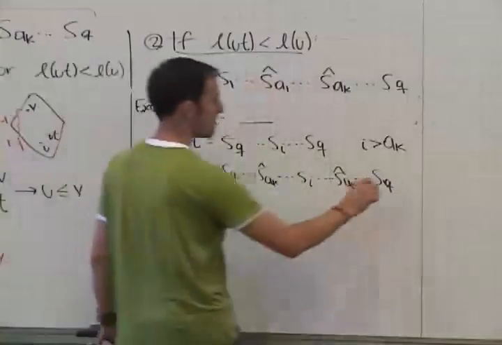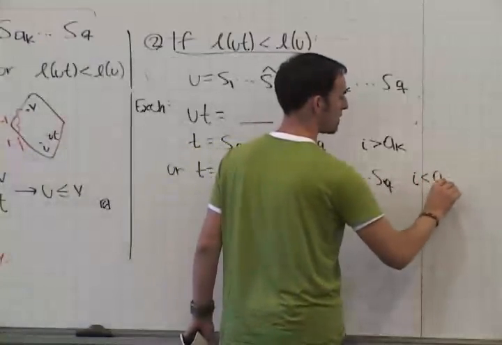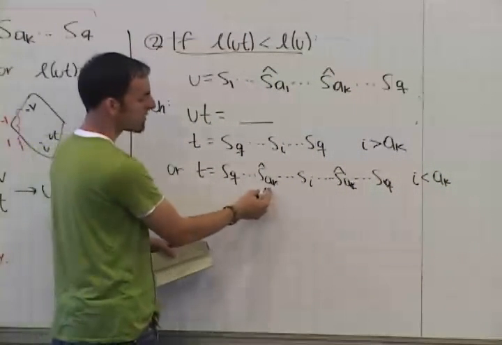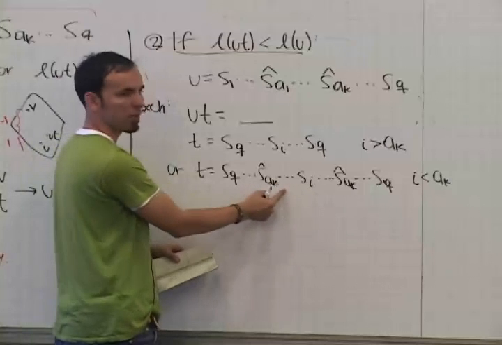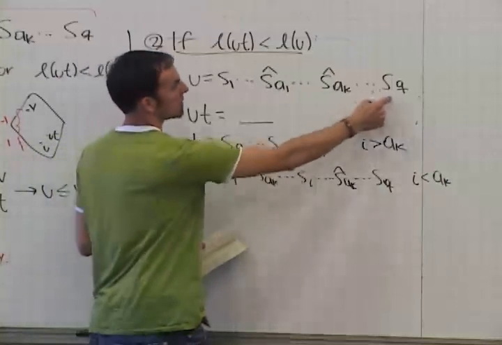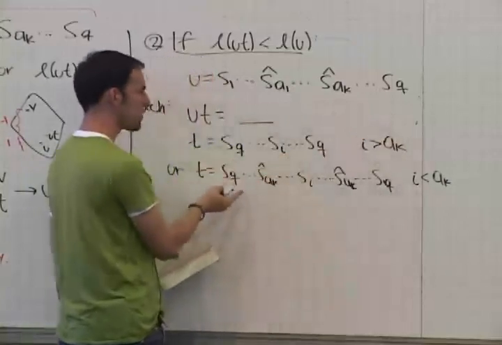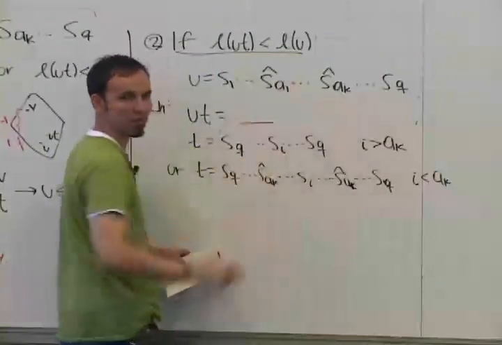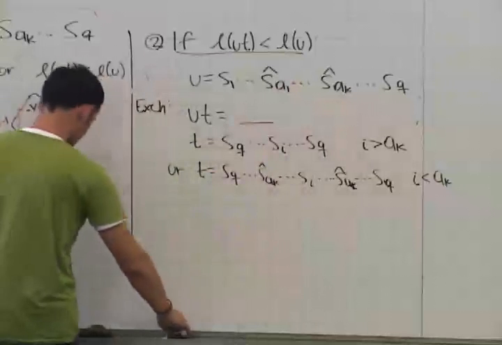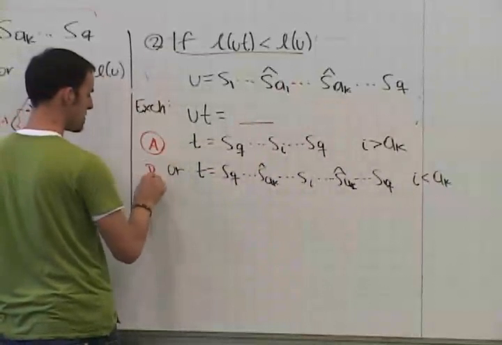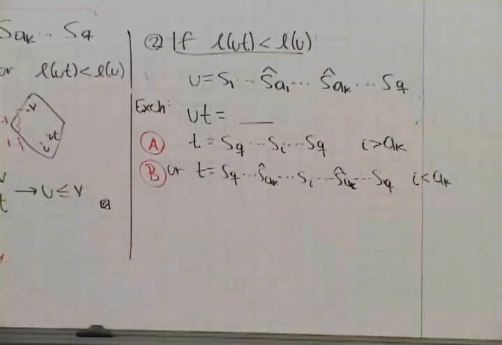I less than AK. Now, I'm not saying that I only crossed AK. It could be that I crossed AK minus 1 up to some point. The only thing that I'm conditioning on is whether I crossed the last one or I didn't cross the last one. These are my two cases, case A or case B. And let me prove to you that case A cannot happen, case B cannot happen.